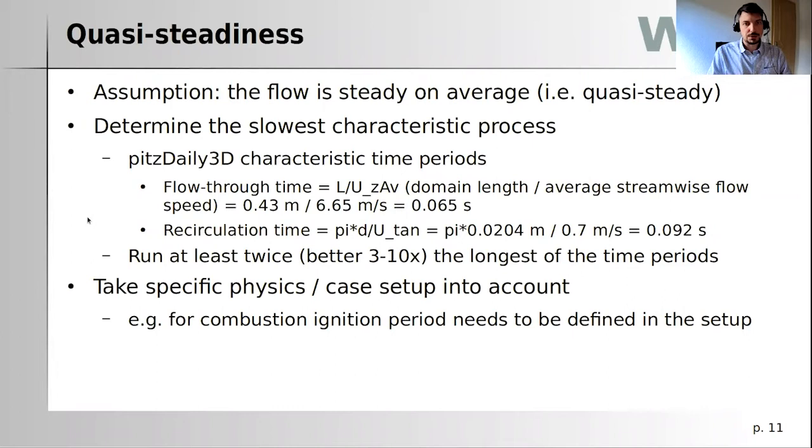Okay, so now we've got our characteristic times defined. The general rule is to run at least twice the longest of these times. So that should be approximately 0.2 seconds, right? Twice this one. It's better if you do it up to 10 times. It depends on the case. Also, you need to consider some special physics. For example, if we would include combustion, we need to care about the ignition time period.